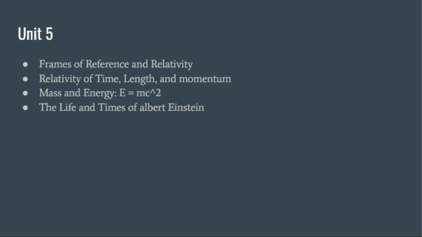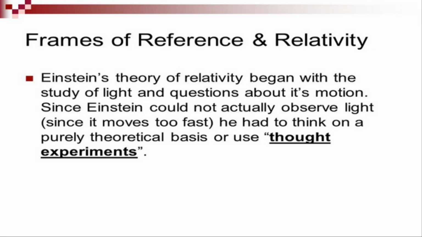Now, Unit 5, we will be mentioning frames of reference and relativity: relativity of time, length, and momentum, and mass is equal to energy, E equals mc squared. Einstein's theory began with the study of light and questions about its motion. Since Einstein could not actually observe light, since it moves so fast, he had to think on a purely theoretical basis or use a thought experiment.